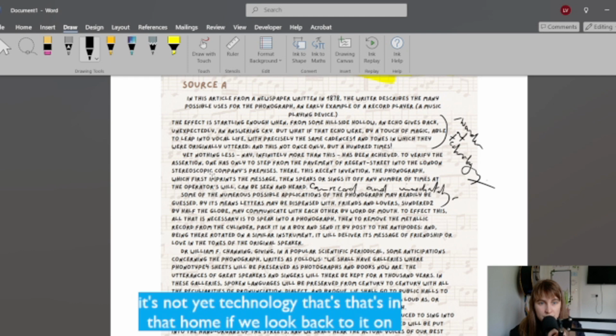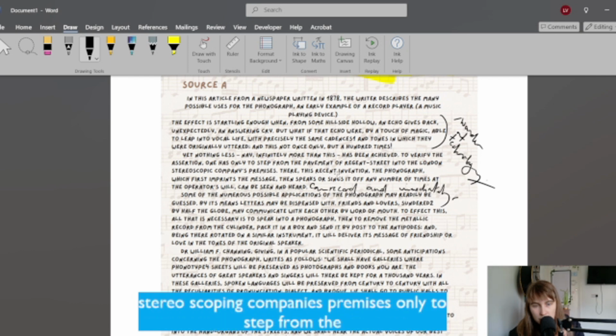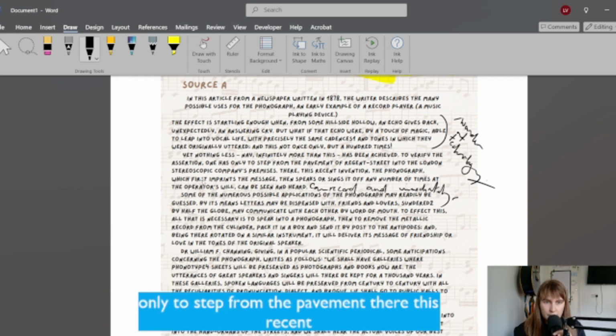on the stereoscopic company's premises, only to step from the pavement. There, this recent invention, the phonograph, which first imprints a message, can be seen and heard.